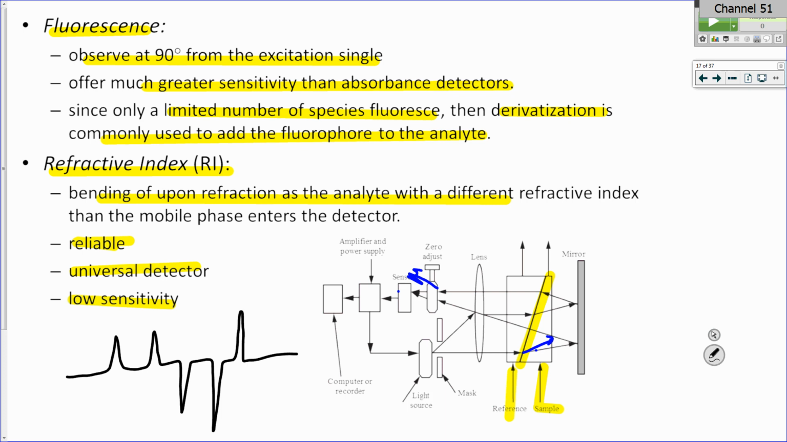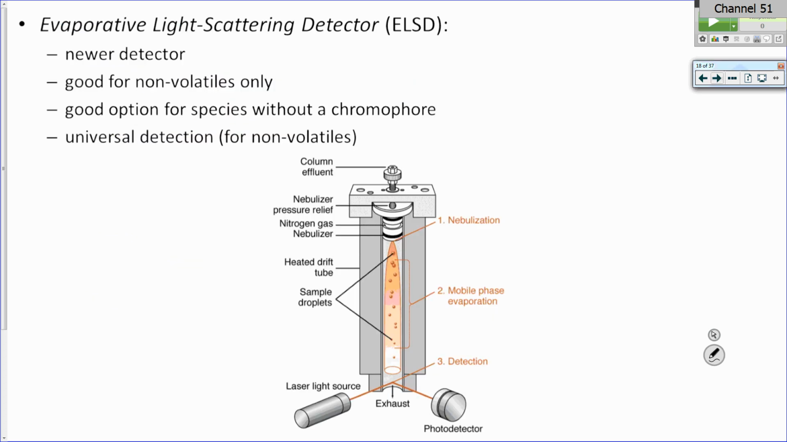We just have to know what we're looking for. So that's a possibility in systems. Another bulk property detector, which has largely replaced refractive index, is called an evaporative light scattering detector. And this is a newer technology. It was introduced around the year 2000.